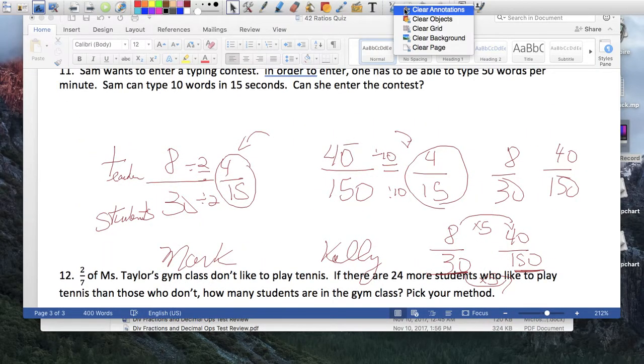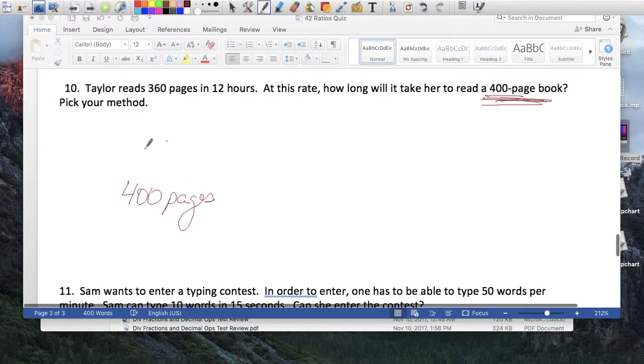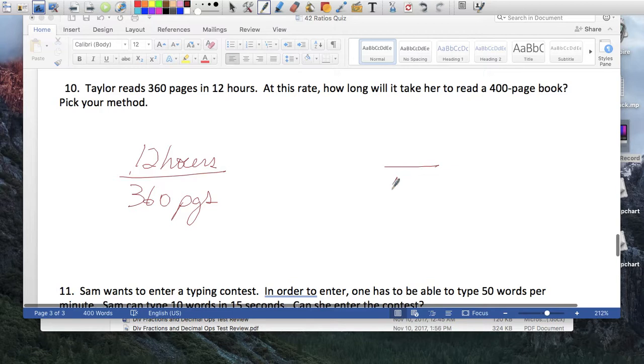I want to come back to one question because that still bothered me. This one. So the question says, how long will it take her to read a 400-page book? So I want to write the 400 pages at the bottom. No, I want to write this first. What I know first was 360 pages at the bottom. And I want to know how long it takes her to read a 400-page book, right?